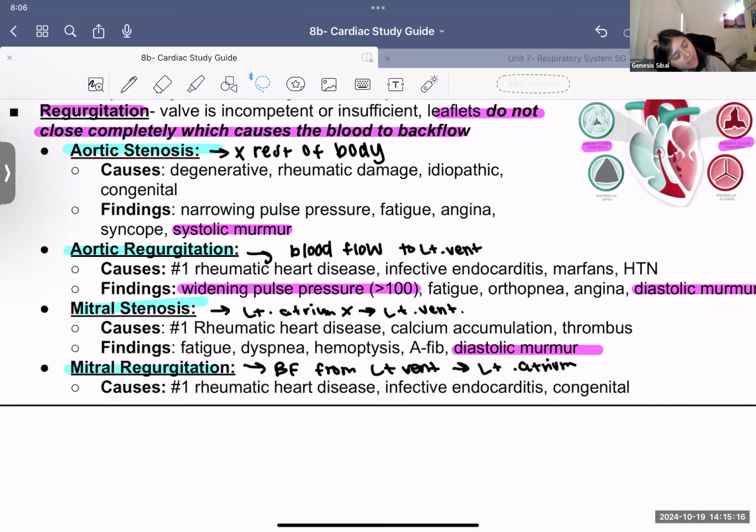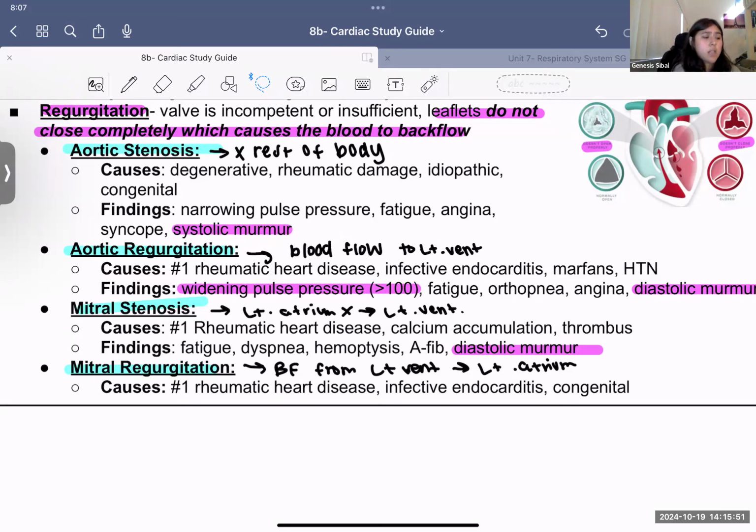So what I would know for this, we're talking about the left side of the heart because we're talking about the aortic valve and then the mitral valve, right? So mitral being between the atrium and the ventricle of the left side, and the aortic valve between that left ventricle going to the aorta, right, and to the rest of the body. So that's what we're talking about. So with aortic stenosis, the blood flow is not going to the rest of the body because the aortic valve is just closed, right? So it's just staying in that left ventricle and not going anywhere.